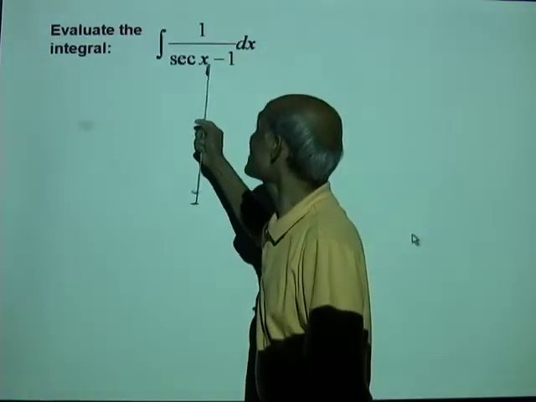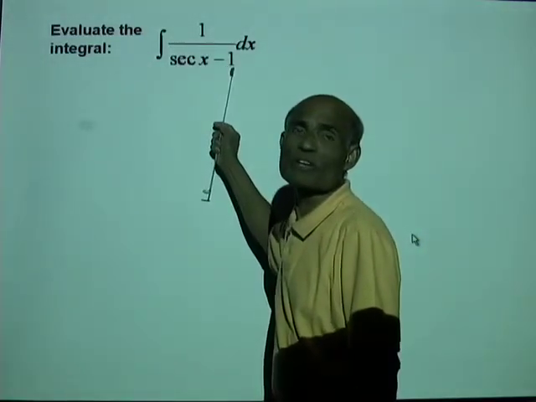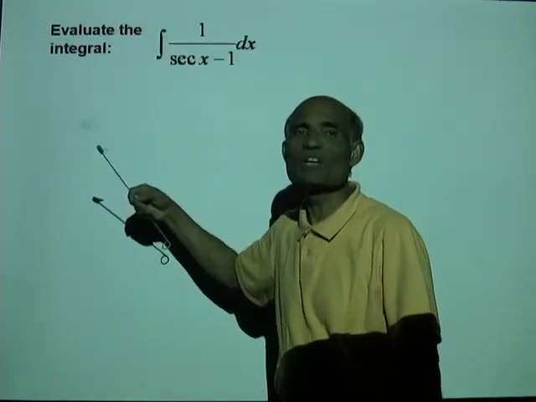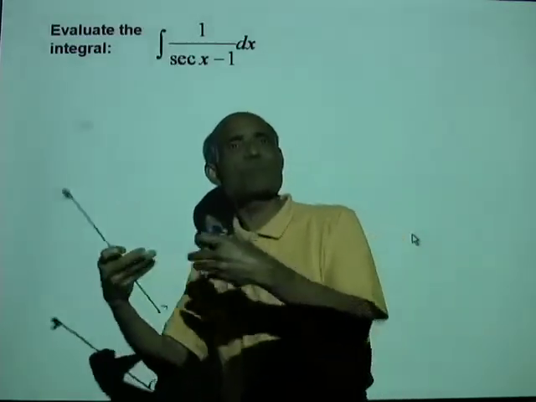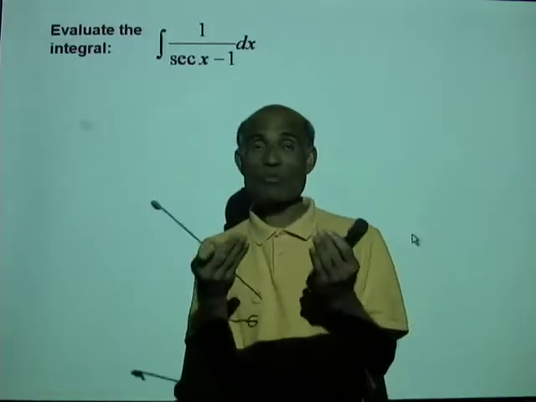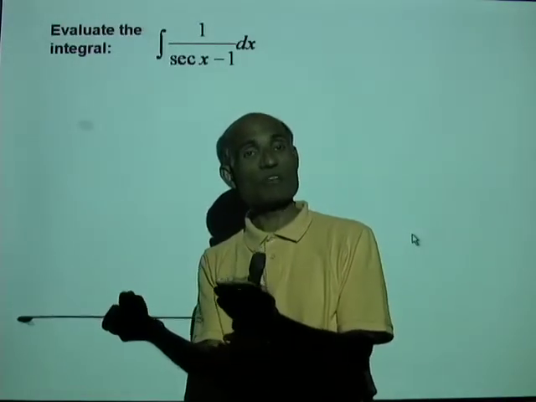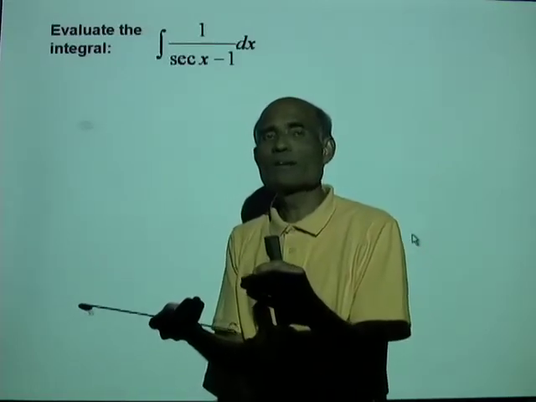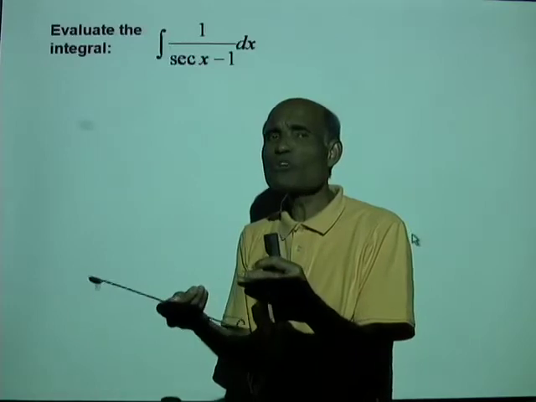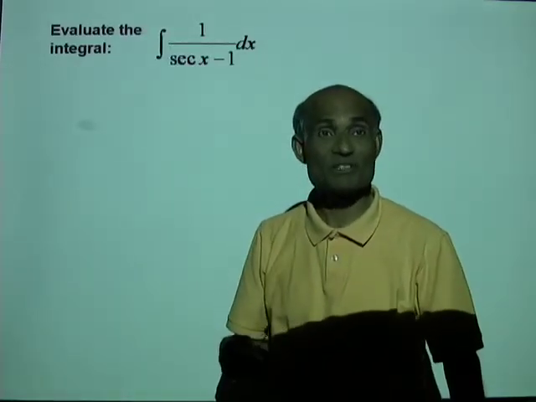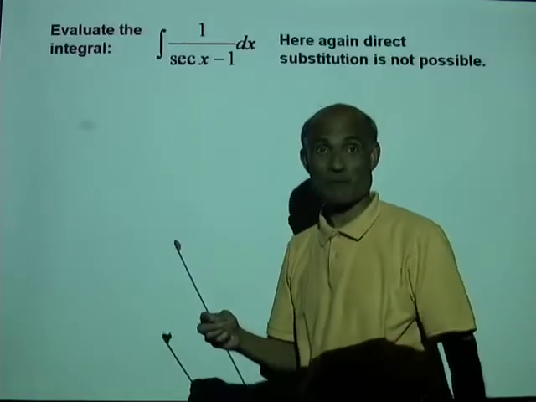We have a secant x minus 1 on the denominator. So why don't we try multiplying the numerator and denominator by secant x plus 1. Why? Because secant x minus 1 times secant x plus 1 is secant squared x minus 1. And secant squared x minus 1 can be simplified using one of the trigonometric identities. Is that right? All right.